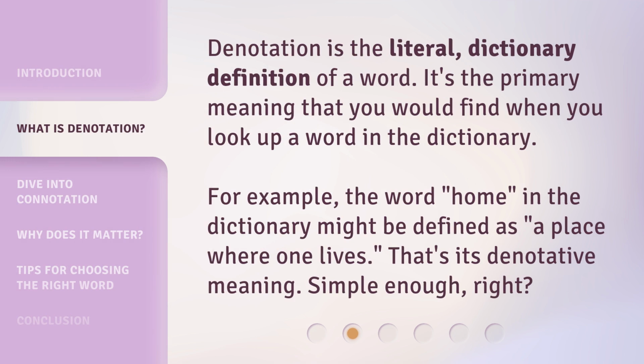Denotation is the literal, dictionary definition of a word. It's the primary meaning that you would find when you look up a word in the dictionary. For example, the word home in the dictionary might be defined as a place where one lives. That's its denotative meaning. Simple enough, right?